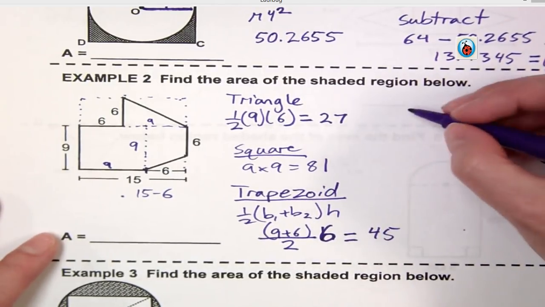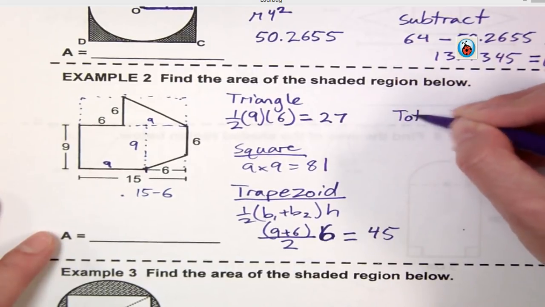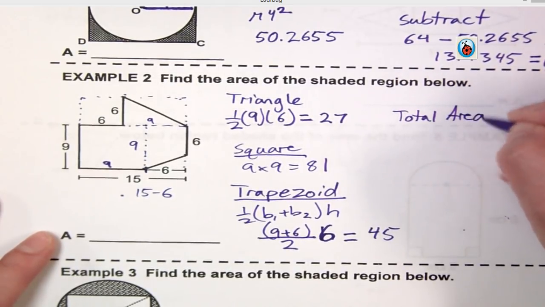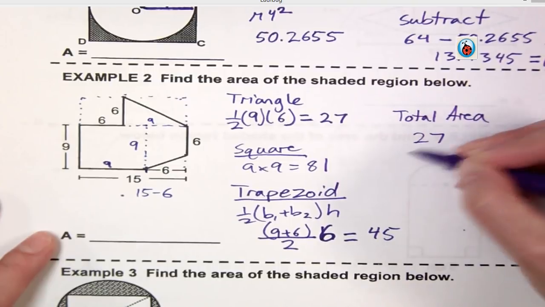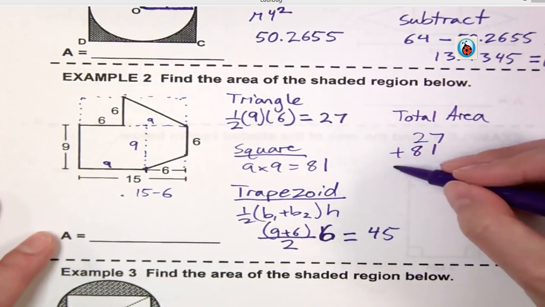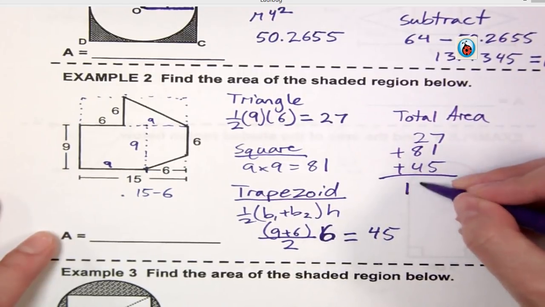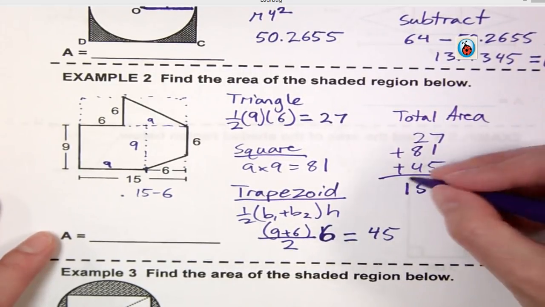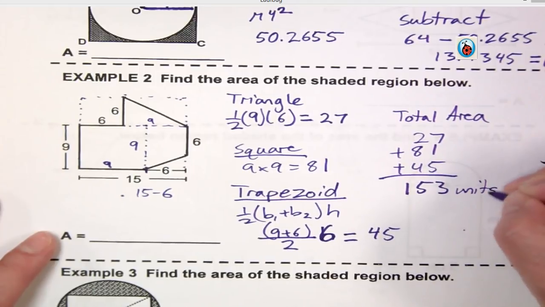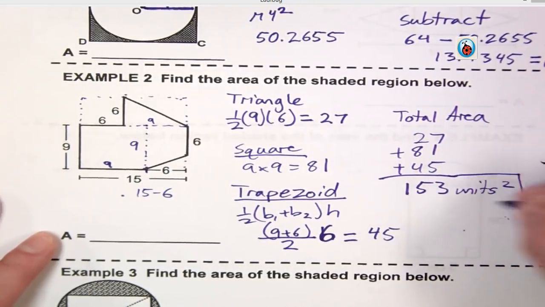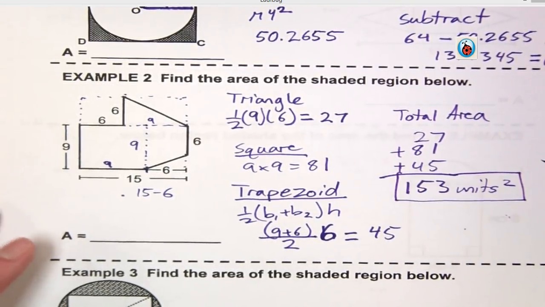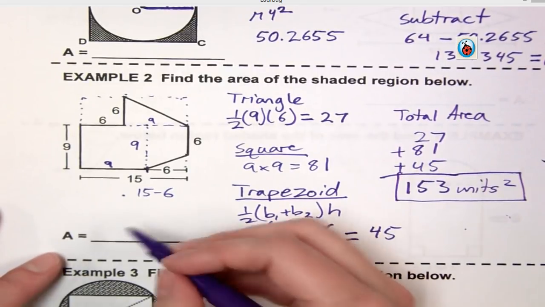And then I just add them all together. So total area is my 27 plus 81 plus 45, which equals 153. This is units squared because they didn't tell us what type of unit we were dealing with. So we just put the 153.